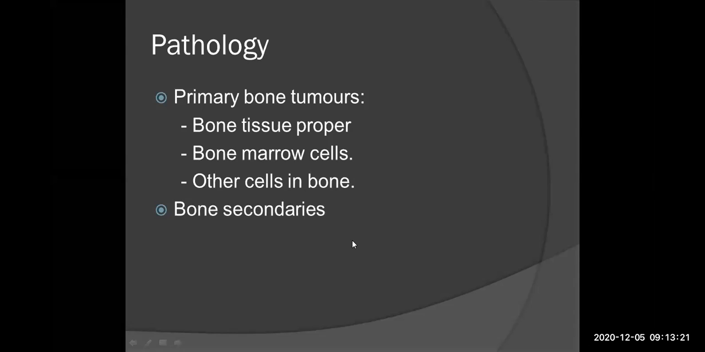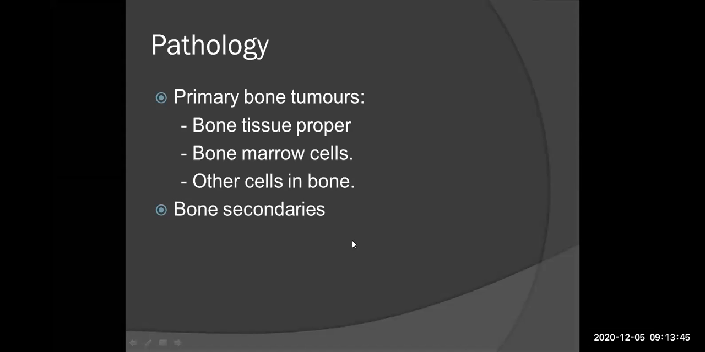and other cells in the bone. You can find fibrosarcoma within the bone, liposarcoma within the bone. Okay? They are classified according to the bone matrix diagram. So later, if we find liposarcoma from within the bone, don't be surprised. Okay?